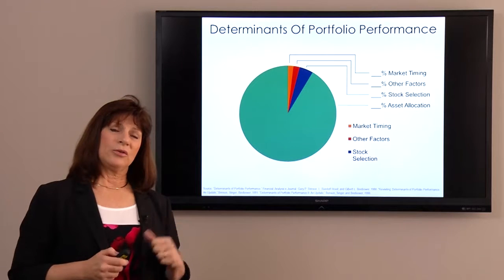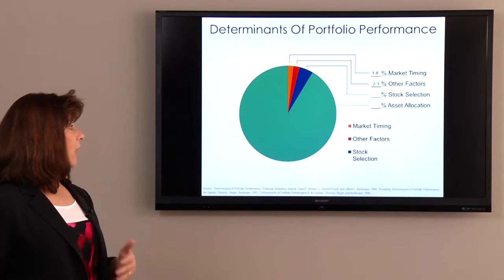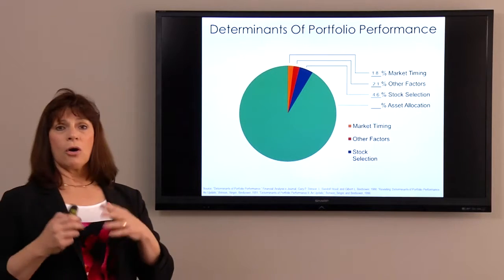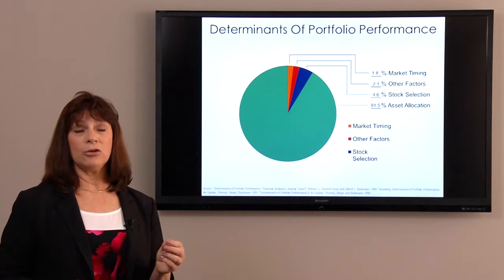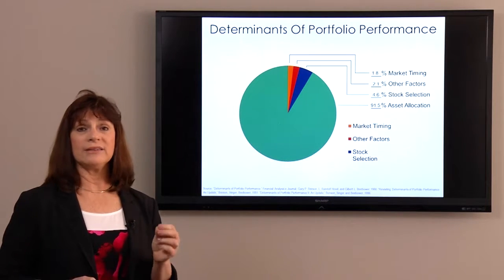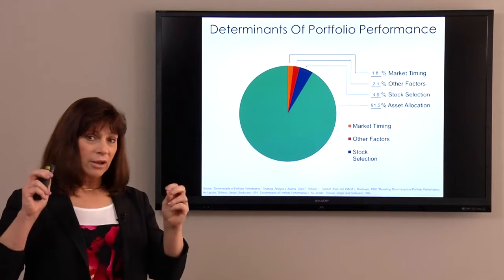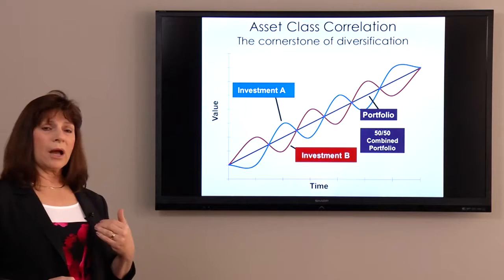So another study that was done demonstrates these facts, that market timing, factors such as news, and stock selection are all very small parts of a portfolio's performance. In fact, almost 92% of a portfolio is based on its allocation. So that's more of a predictable factor in terms of portfolio design and what I'm looking to accomplish.